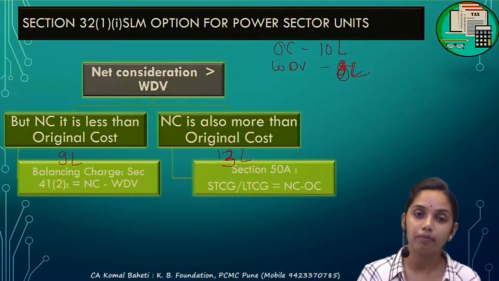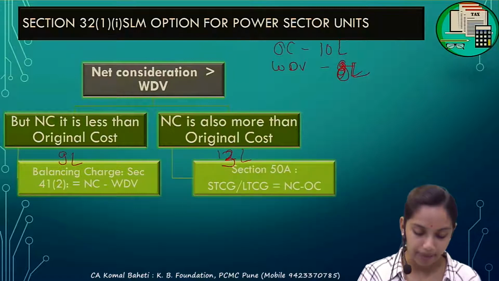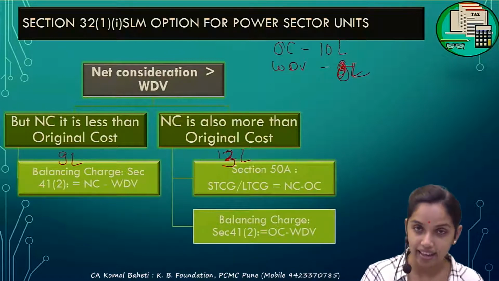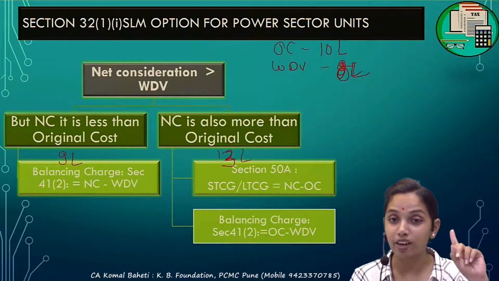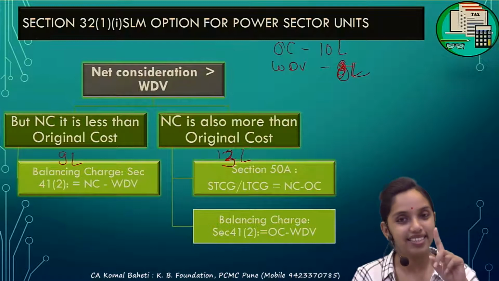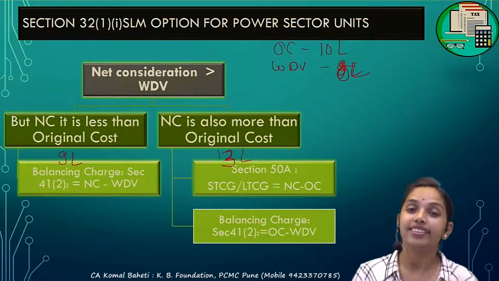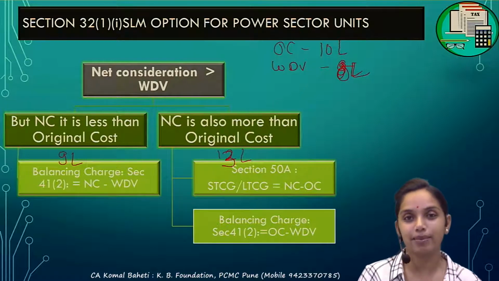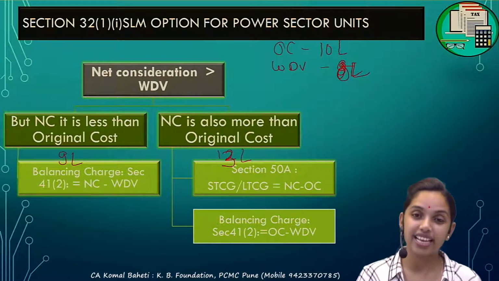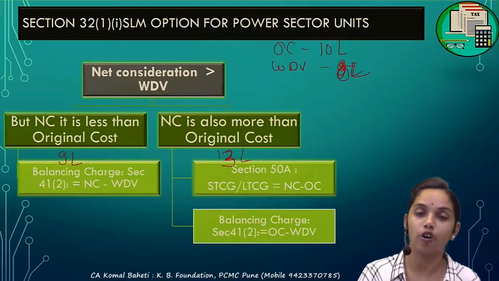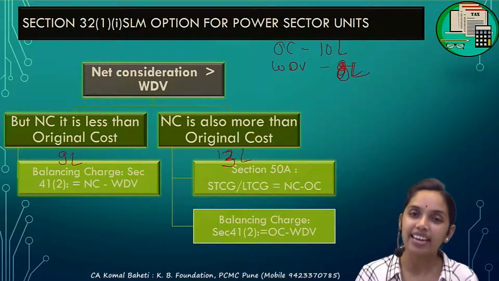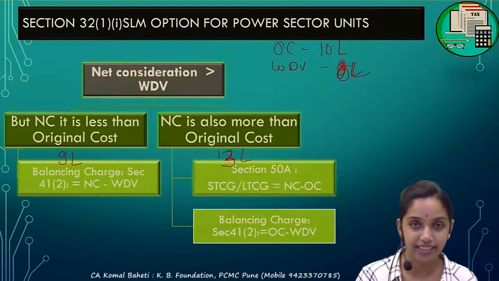So there would be a mixture. There would be a short-term capital gain under section 50A. In the WDV method of depreciation, the capital gain is under section 50. And if there is an SLM method of depreciation, correct, then the capital gain is taxable under 50A. So in this case, above the original cost, whatever is the sales consideration, that amount is to be taxable under the capital gain.